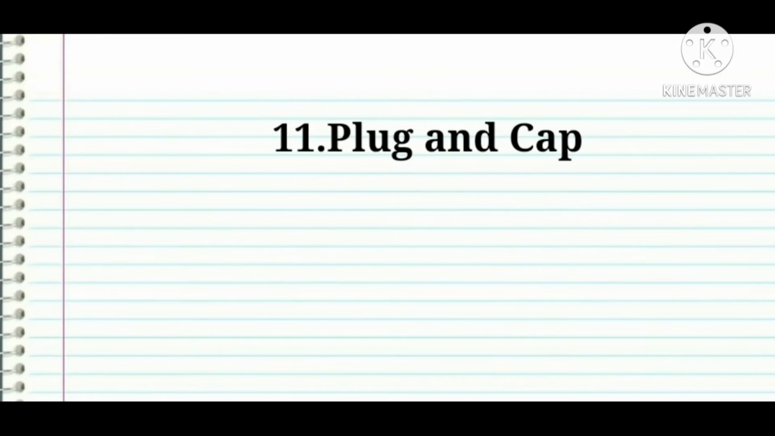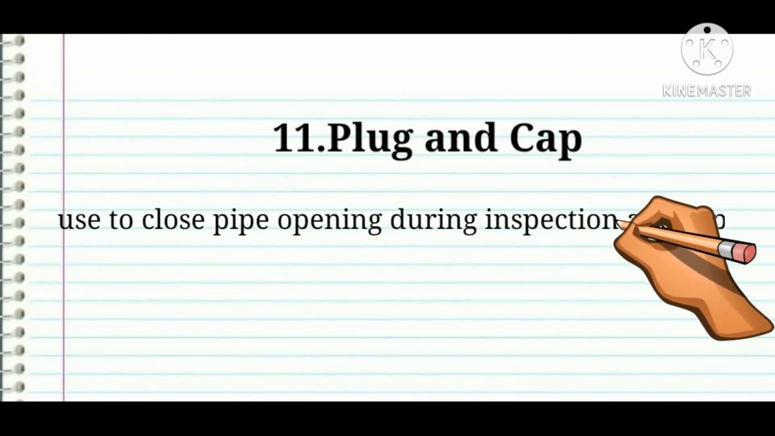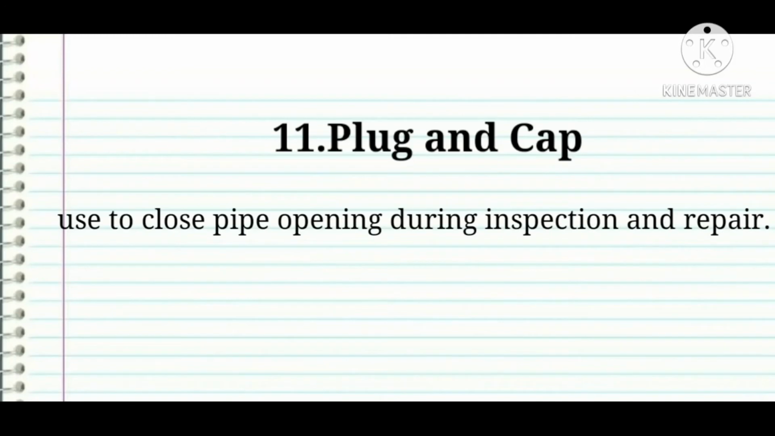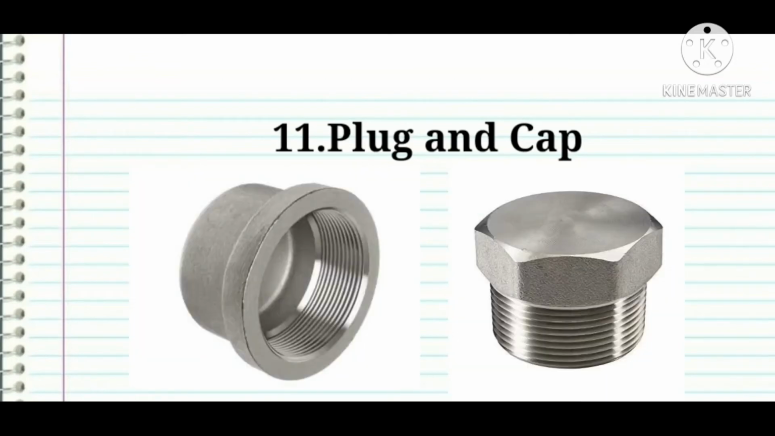Number 11 is plug and cap, used to close a pipe opening during inspection and repair. Ang kaibahan ng plug at cap, ang plug ay male threaded, samantala ang cap ay female threaded. Ginagamit ito halimbawa sa pag-ayos at pagpalit ng tubo, like for example, renovation of your houses, para maisara ito lalo na kung malayo sa main valves.